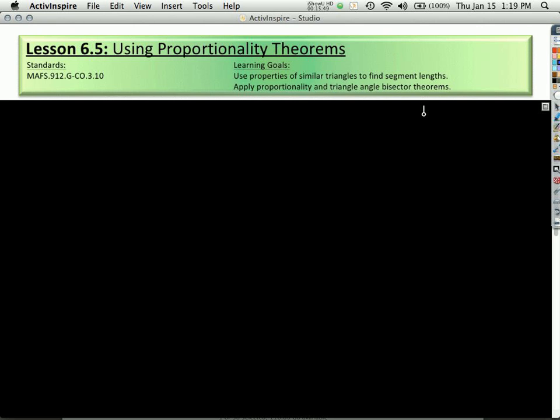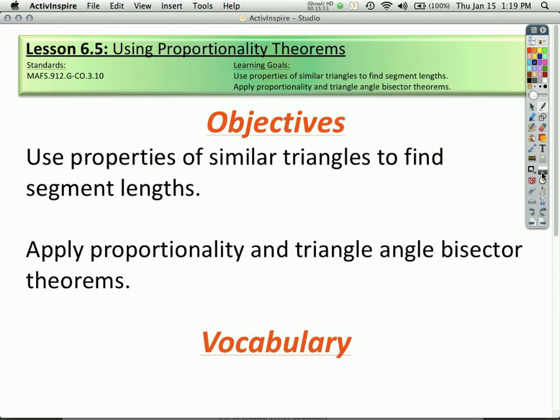All right? So our objectives today are to use properties of similar triangles to find segment lengths, but the newest part is to apply proportionality and triangle angle bisector theorems. So we actually have 4 that we're going to be working with. There's no new explicit vocabulary, but all the terminology that we've been using is going to be applied again today.